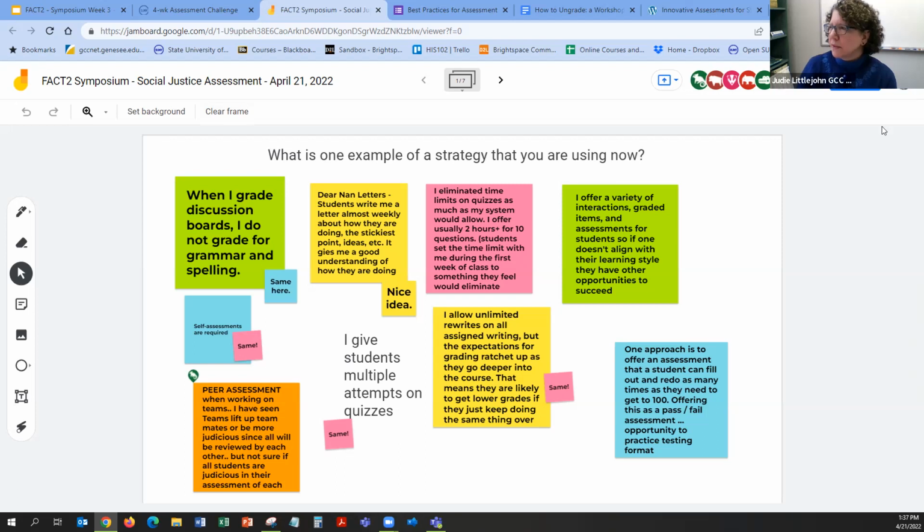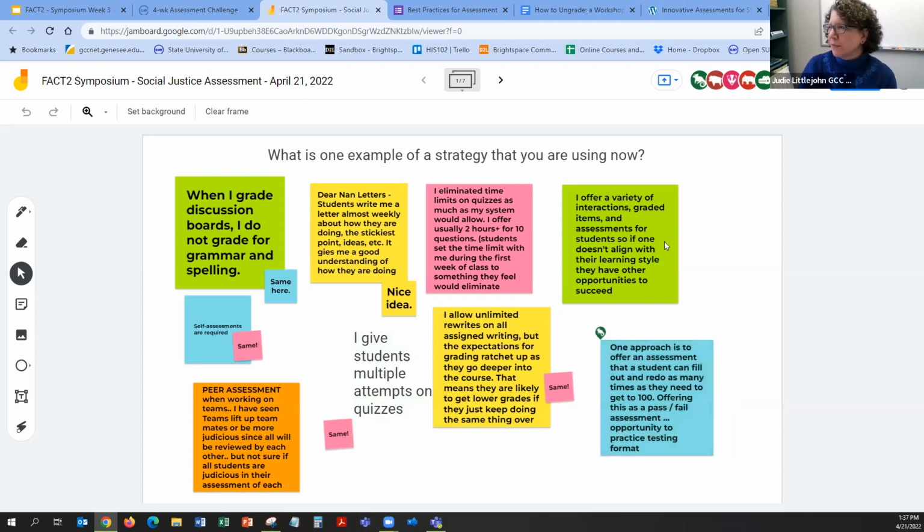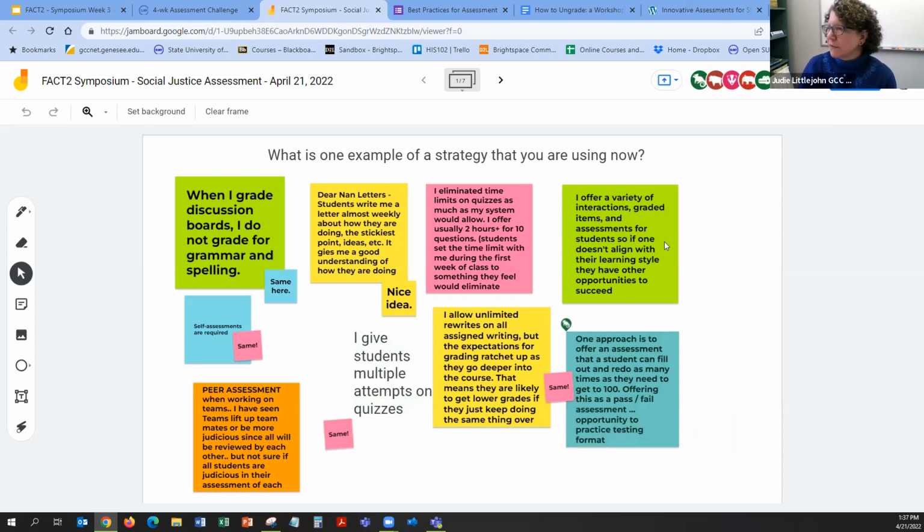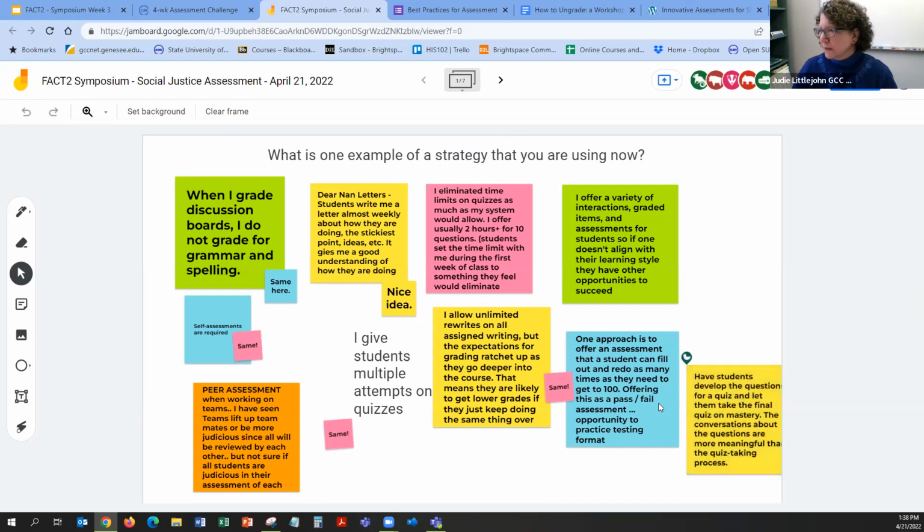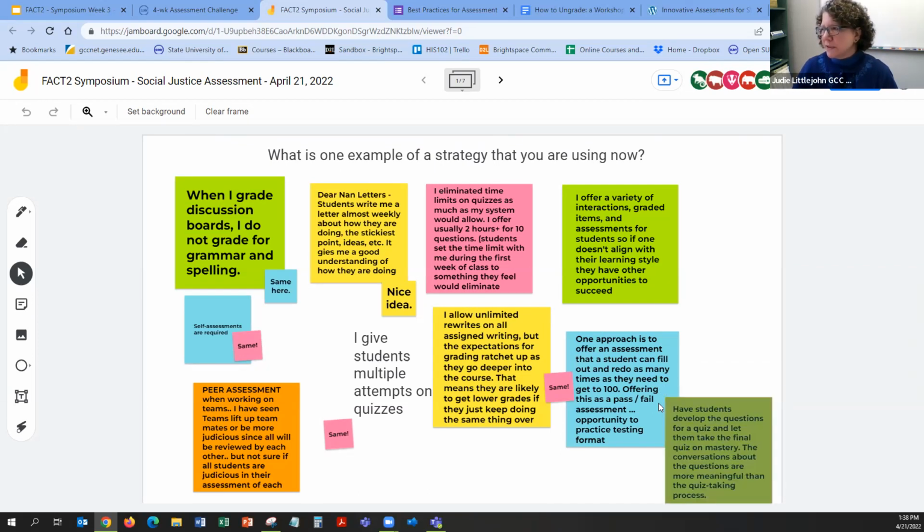And this green one, I offer a variety of interactions, graded items, and assessments for students. So if one doesn't align with their learning preferences, they have other opportunities to succeed. And one approach is to offer an assessment that a student can fill out and redo as many times as they need to get 100. That's what I like to do, the mastery approach. And then have students develop the questions for a quiz and let them take the final quiz on mastery. I think that's a great idea too.